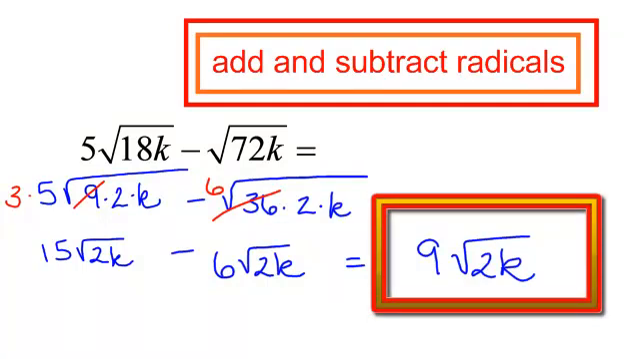Now do not look at that 9 and think you're going to change it to 3. It's not underneath the radical. You're done with that. It's just 9. A lot of people see 9 and they just want to keep breaking it down. 9 is not underneath the radical. The answer is 9 radical 2K.